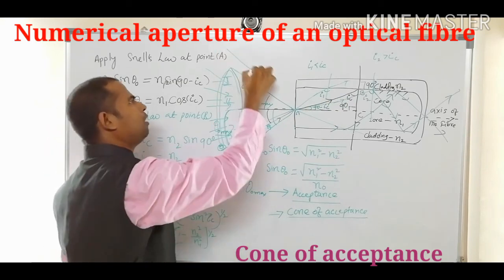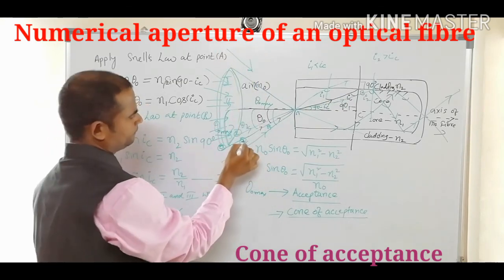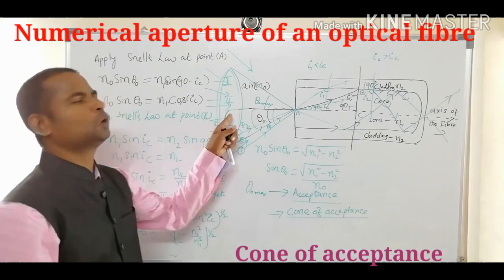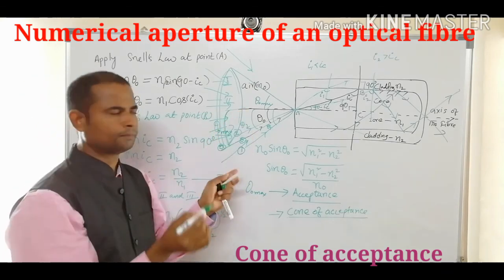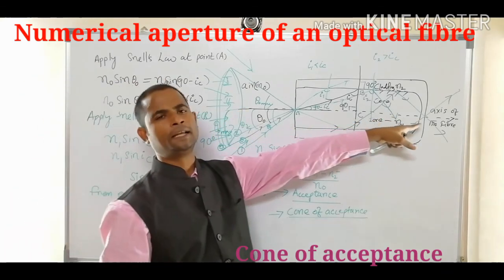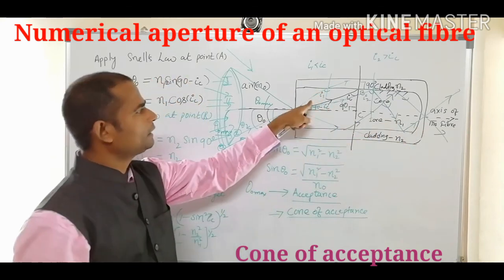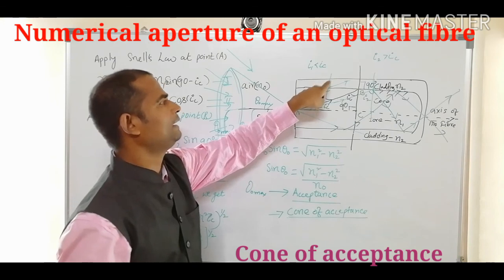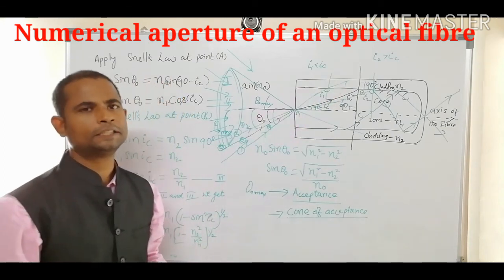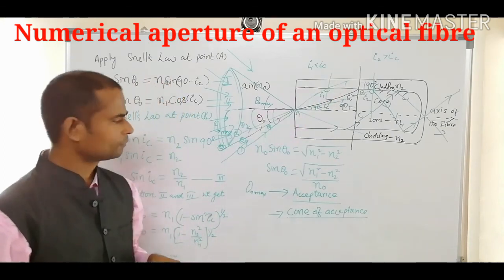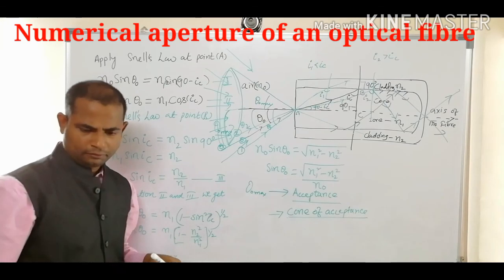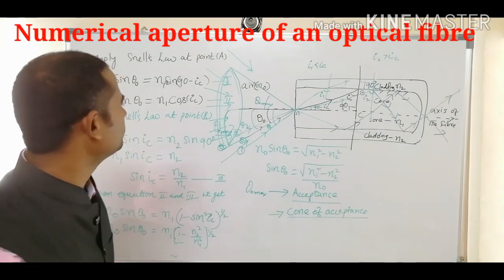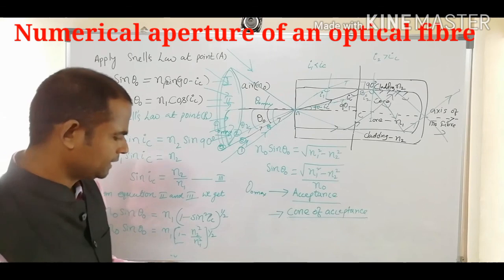If any ray falls outside this cone volume, it will not reach the other end. Rather, the ray will penetrate and refract into the core cladding, and it may come out, and the energy is wasted. So we have understood the condition here.